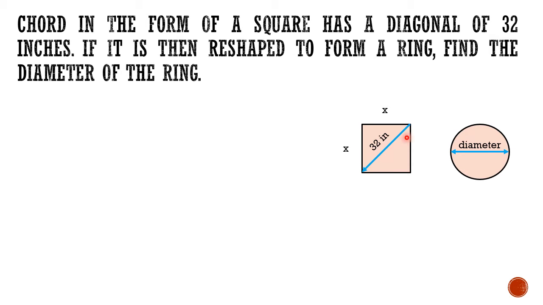Alam natin na yung diagonal is may formula na d is equal to square root of 2 multiplied by x. So, para makuha natin yung x, gawin lang natin denominator si square root ng 2 ni diagonal. And we'll have 32 all over square root of 2. And we have our x value na 22.63 inches. So, ang hanapin natin dito is to find the perimeter ng square. And this perimeter ng square is equivalent sa mismong circumference ng ating ring.